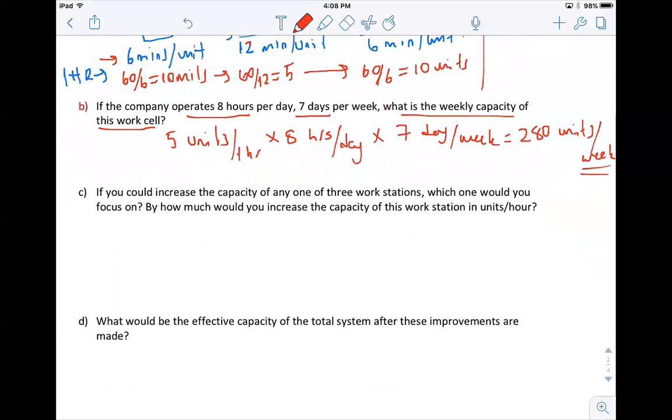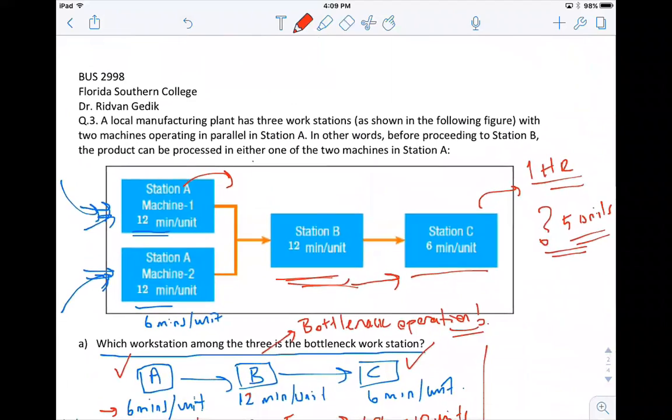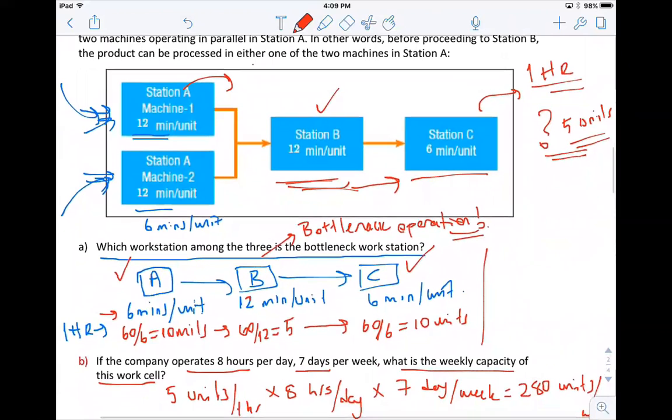In part C, the question is saying that if you could increase the capacity of any one of the 3 workstations, which one would you focus on? By how much would you increase the capacity of this workstation in units per hour? Well, again, we already identified the bottleneck operation, right? Station B is the bottleneck operation. The reason is that it is only delivering 5 units in 1 hour to workstation C. On the other hand, workstation A and workstation C are operating at the rate of producing 10 units per hour.